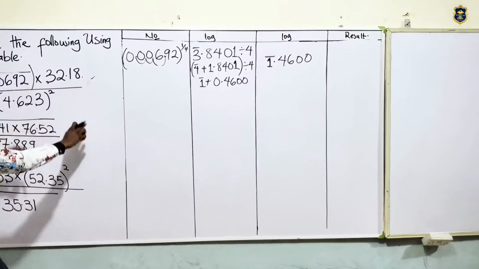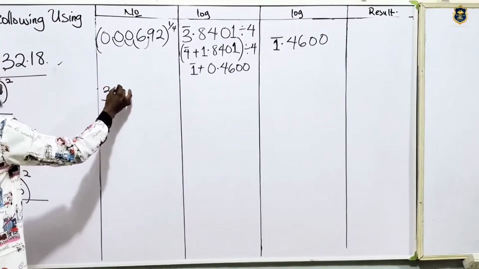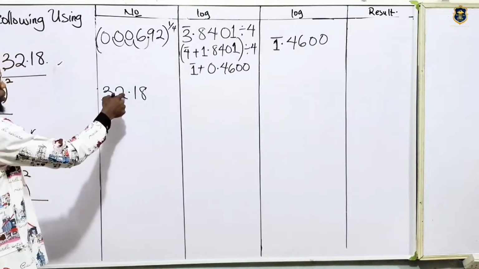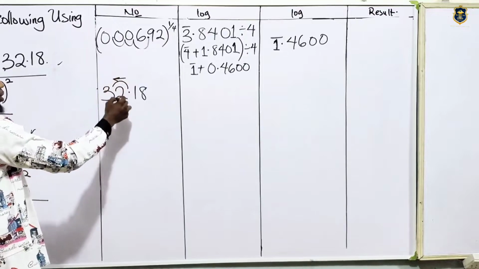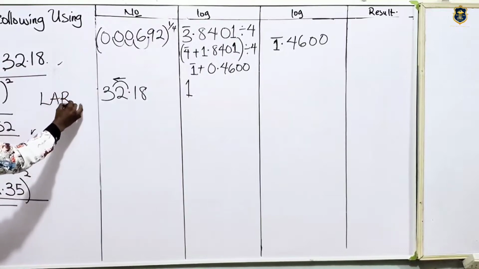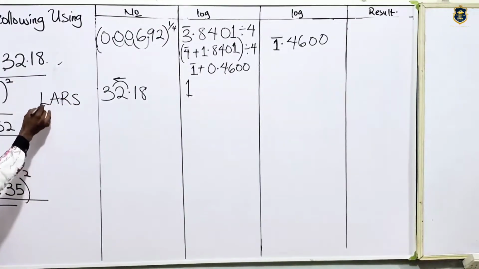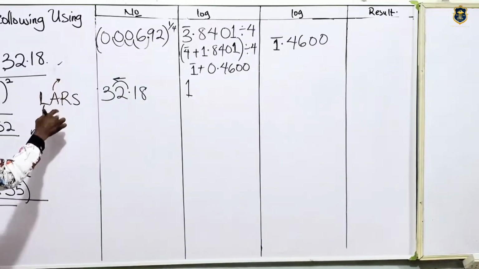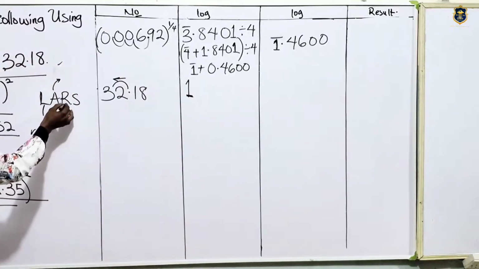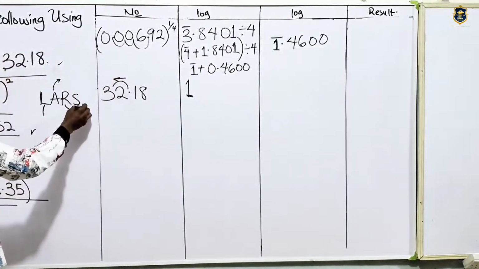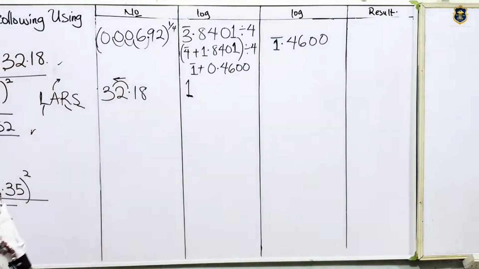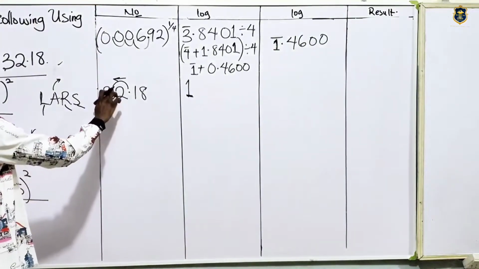So the next one, we're having this, so make it 32.18. How do we do this? First of all, we look for our characteristic, like we said. We move just one place backward. We're applying the law of LARS, L-A-R-S. If we are counting to the left, L stands for left, A stands for add, so we're just adding 1. But if we are counting to the right, we subtract, and we're subtracting how many? 1, 2, 3. For this, we are moving to the left once, so just 1 time, right?